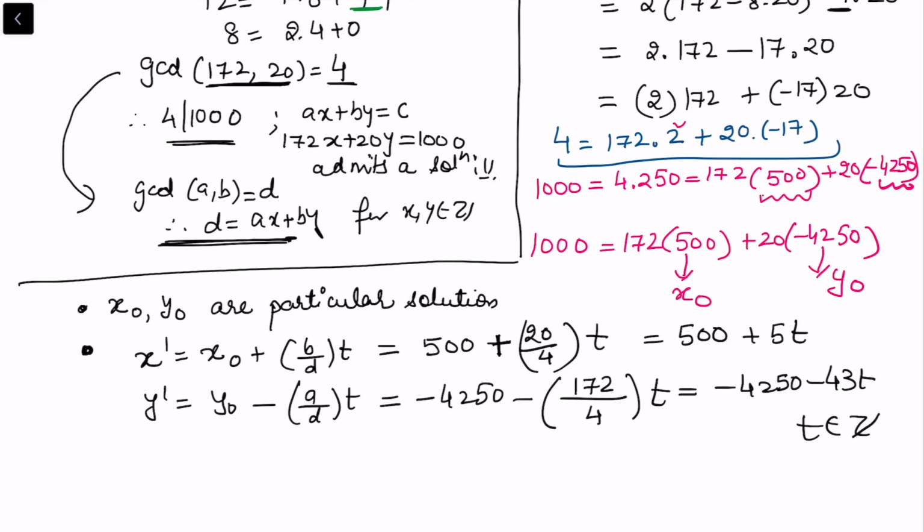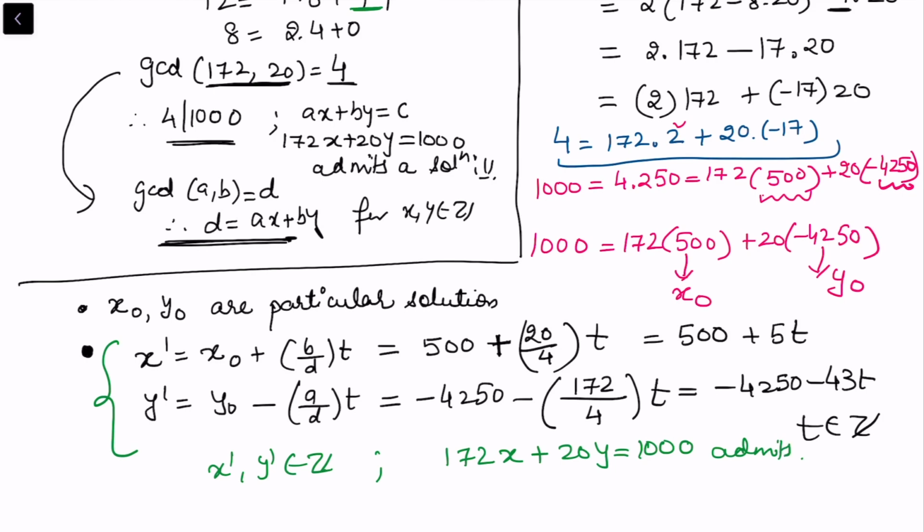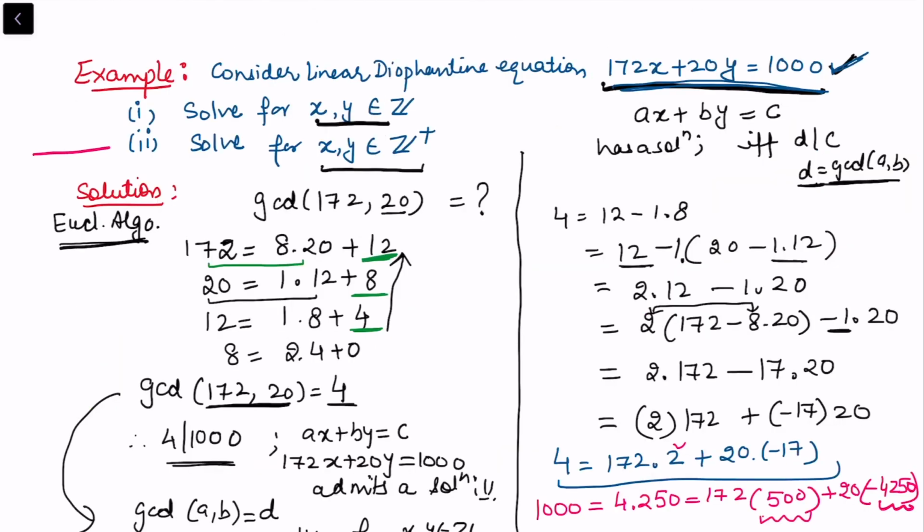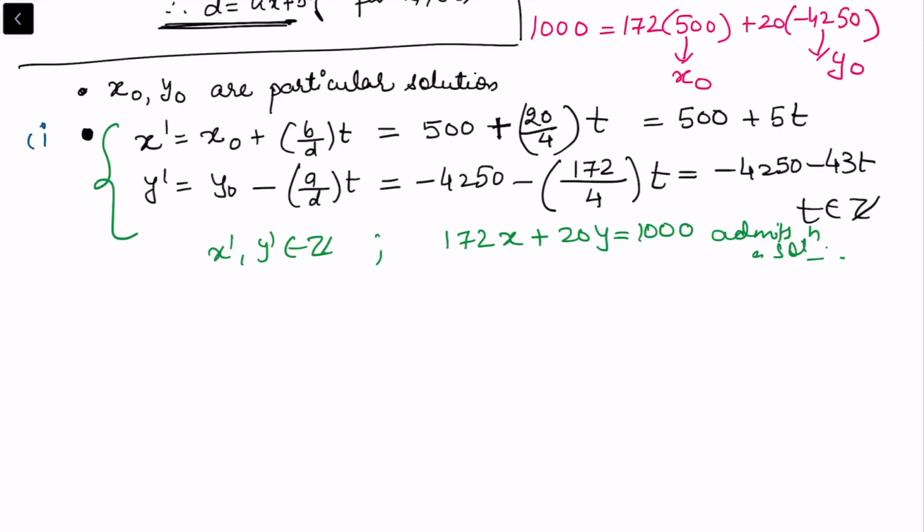So this is the solution for the first case where we want to find the integral solution. For this x dash and y dash belonging to Z, we know that 172 times x plus 20 times y equals 1000 admits a solution. So that explains our first case. And now we also want to look at the solution for x and y which belong to the positive integers. So letting this be the solution for the first case, for the second case we simply need to substitute that x dash should be strictly positive and y dash should be strictly positive so that they both belong to positive integers.